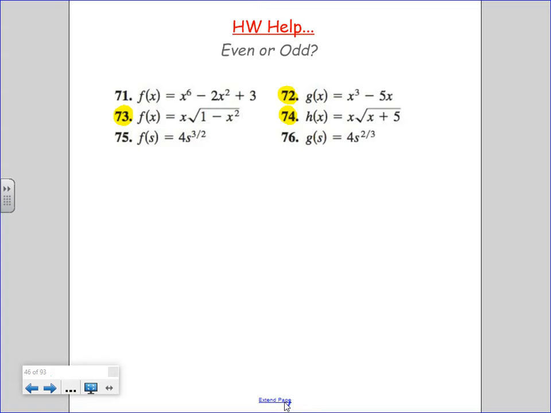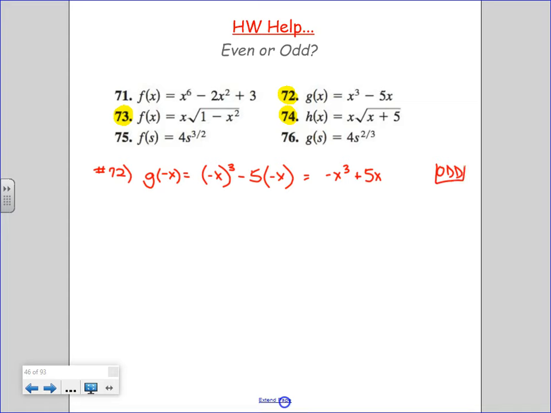Group number, let's go group number 5. 72. All right. So g of negative x equals negative x in parentheses cubed minus 5 times negative x. What happens? The x cubed becomes negative, and it becomes plus 5x. And everything's opposite, so it's odd. Negative instead of positive, positive instead of negative. So then we can say odd.